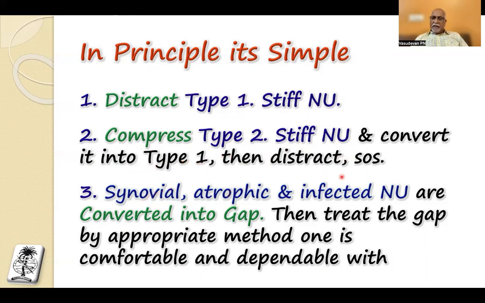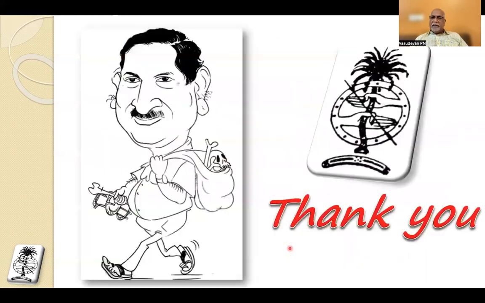Synovial, atrophic, and infected non-unions are all converted into a gap. And then treat the gap by an appropriate method, one that you are comfortable and dependable with. I've shown most of the methods.